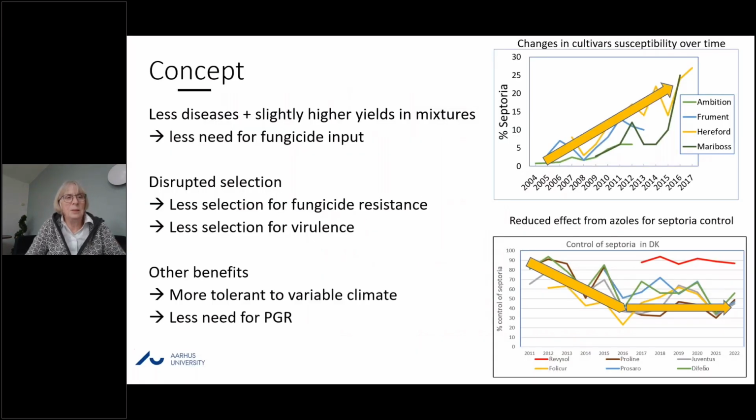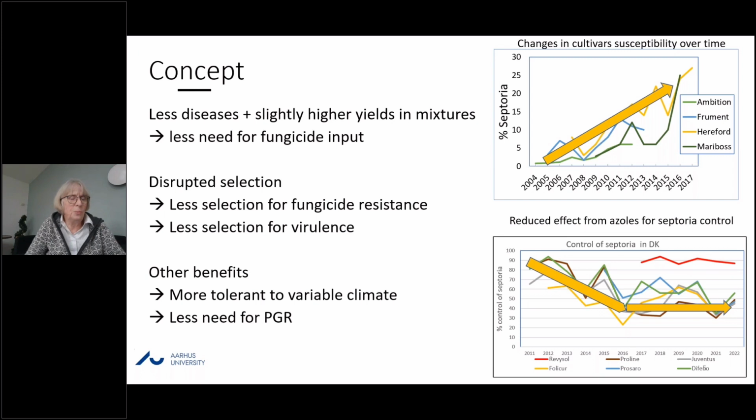So the concept is that they should give fewer diseases, and slightly higher yields in mixtures have also been seen. And that should bring us to a situation where we have less need for fungicide input. Another element of the concept is that we should disrupt selection, both with respect to fungicide resistance and also for virulence, so that we can minimize the aggressiveness of races developing.